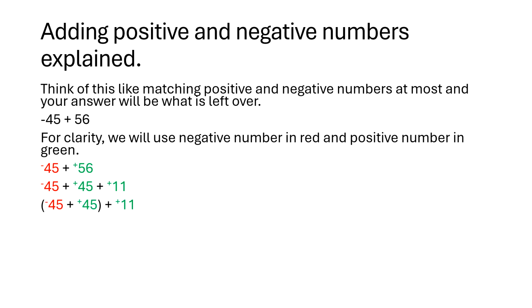And so we group negative 45 and plus 45 to cancel each other out. And then we have 11 left over. And so we have 0 plus positive 11, and that is 11. So negative 45 plus 56 is equal to 11.